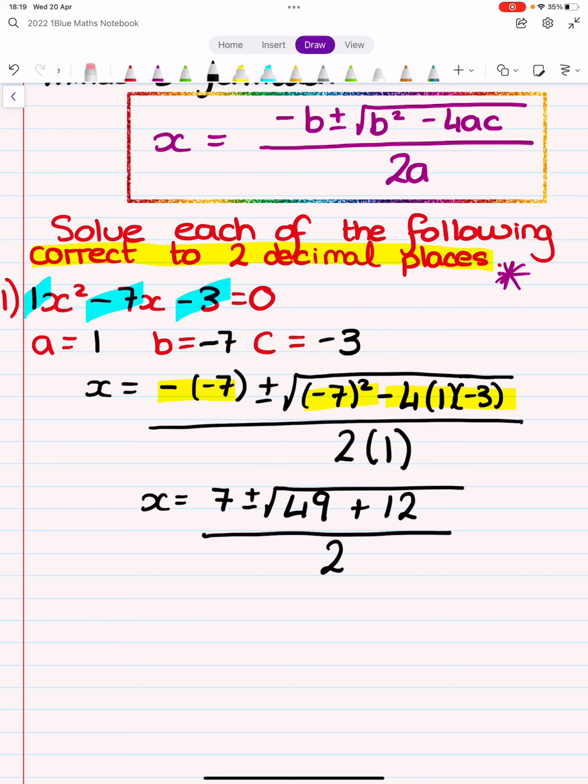Now let's keep working down. We're now going to figure out what 49 plus 12 is, and 49 plus 12 will give us 61.